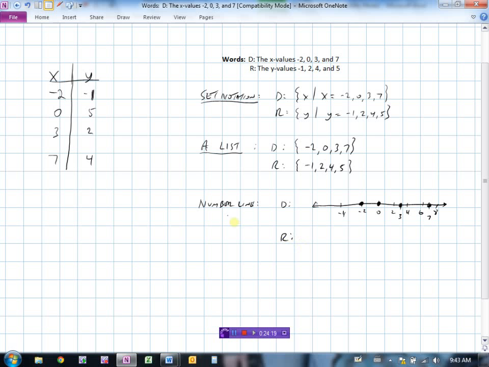And we would do the same thing with the range. At -1, we would have a dot. At 5, we would have a dot. At 2, we would have a dot. And at 4, we would have a dot. And so the dots would represent the range of this particular function. So again, when your relation is expressed as a table of values or as a set of points, then probably the list is going to be your best way to simply represent the domain and range of the function.